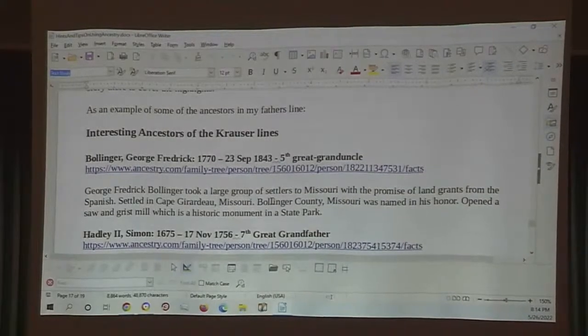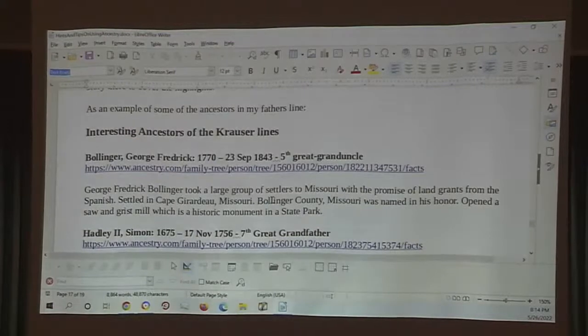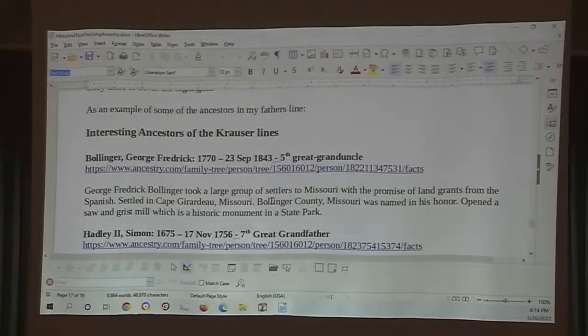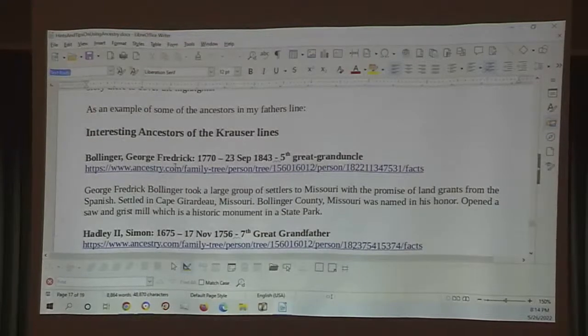Now, if I put this in a Word file, now I can share this Word file with my family, and I don't have to remember George Bollinger. And also this link, if I click on this link, takes me right to his record in my tree.